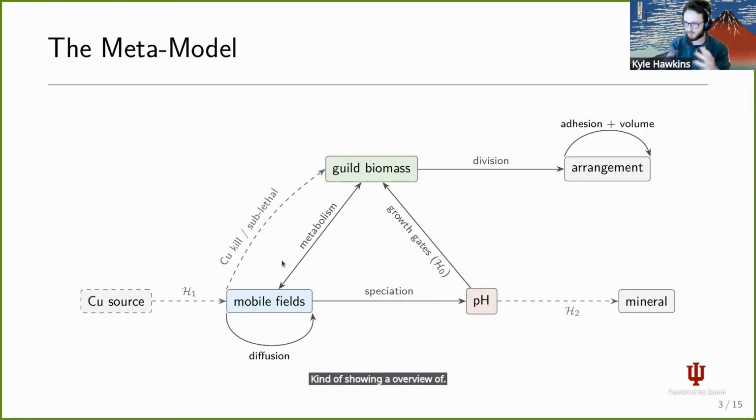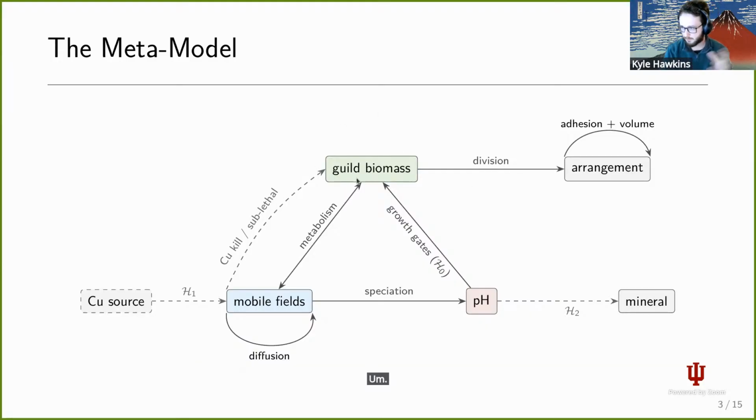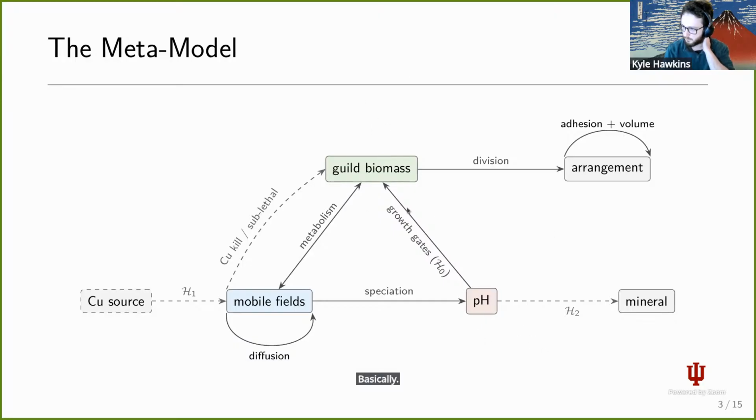Here is an overview of the modeling process and how these all connect. We basically all have this core of chemical fields interacting with biomass being the different bacterial guilds, and then pH. So metabolism connects the chemical fields and the biomass. Basically growth terms due to the pH affect the biomass term, and then the different acidic compounds' protonation states are affected by pH as well.